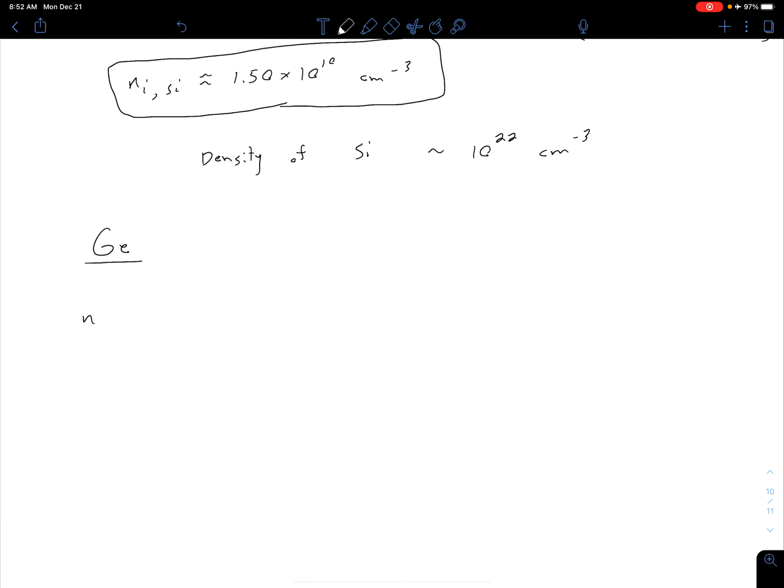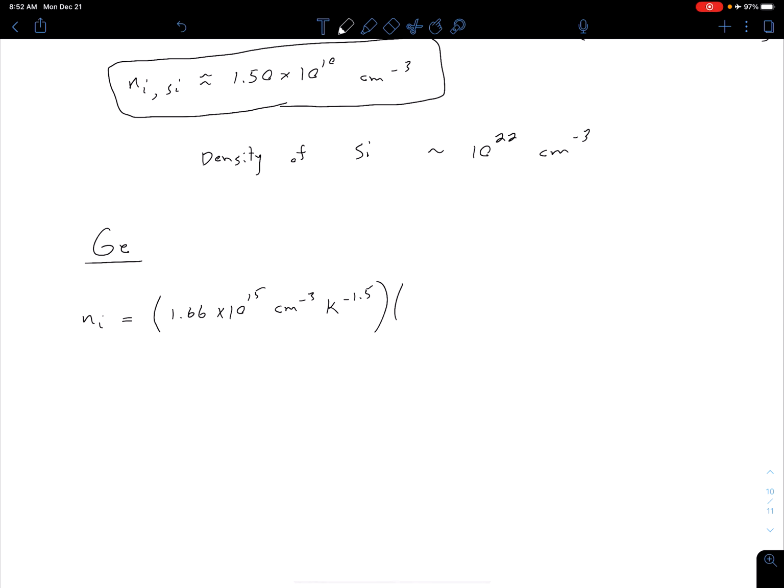So again, we're going to plug into that same equation for Ni. Our B for germanium is different because, remember, that's a material property. So 1.66 times 10 to the 15th is what we had in our previous video. Units are per cubic centimeter, Kelvin to the negative 1.5.